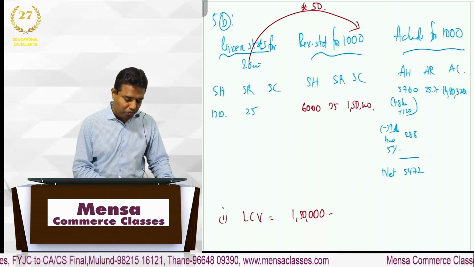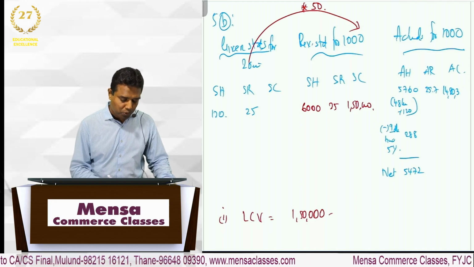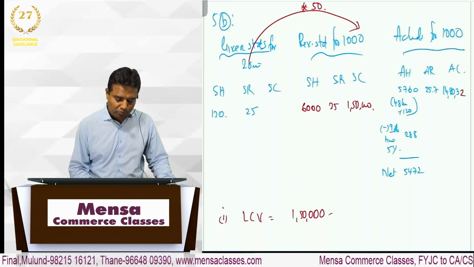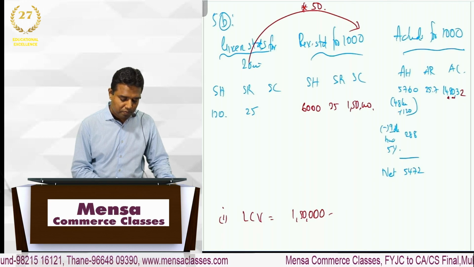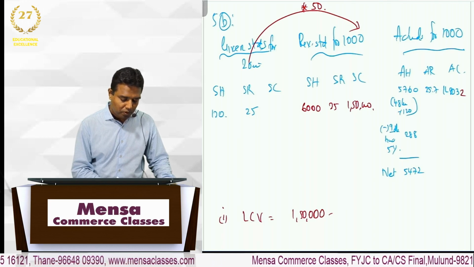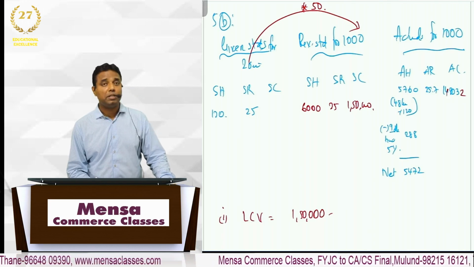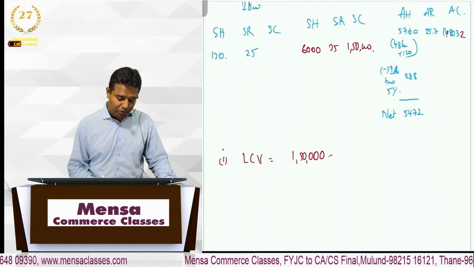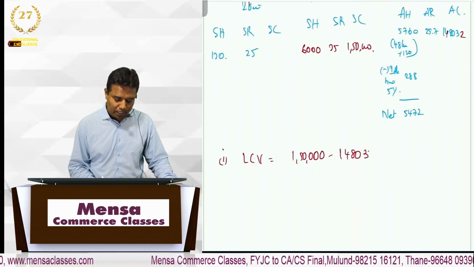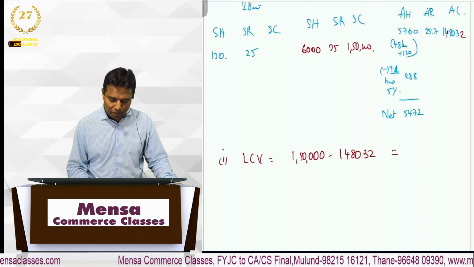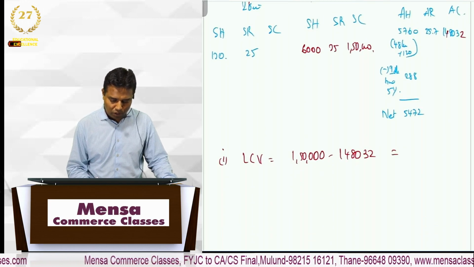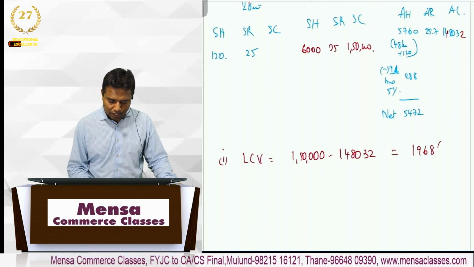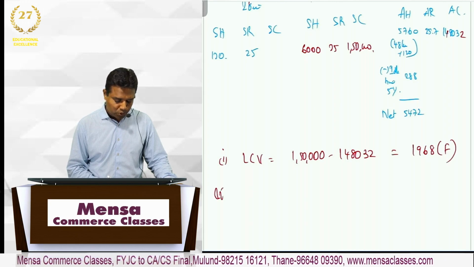Sorry, this is 151832. Yeah, sorry. Okay, so 148032. Fine. So 1,50,000 minus 148032. So favorable variance of 1968 favorable.